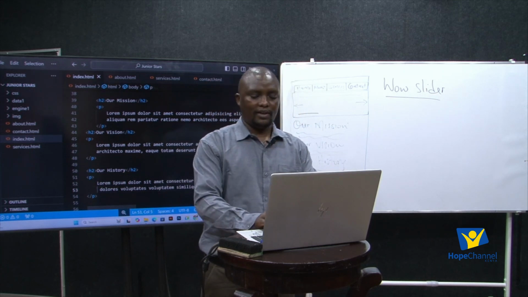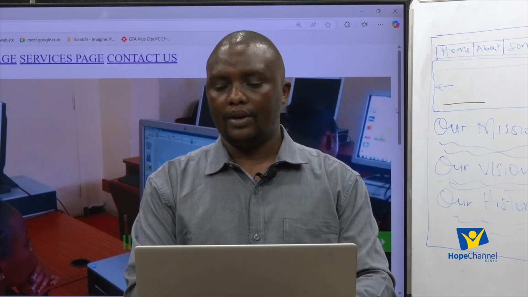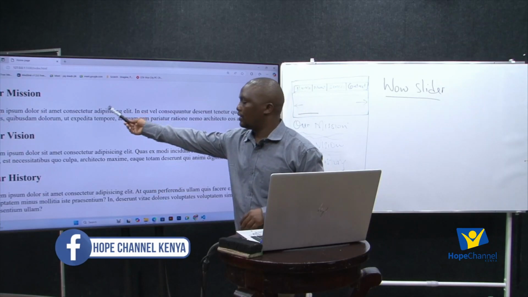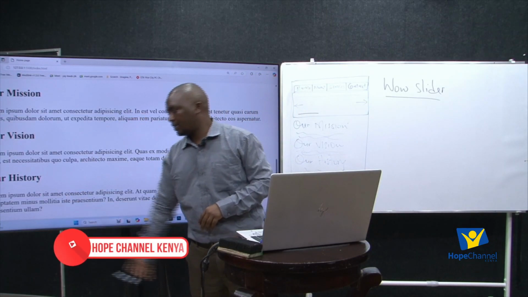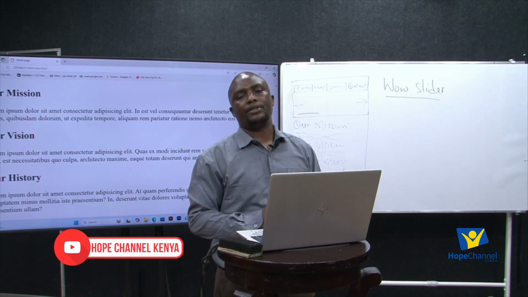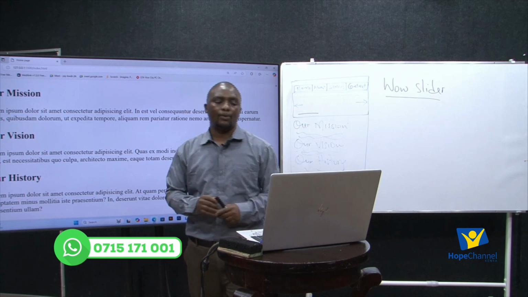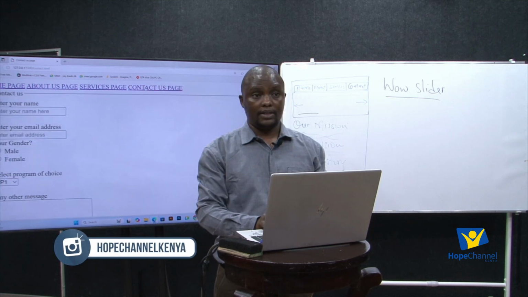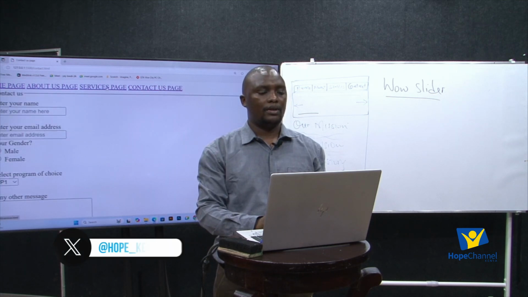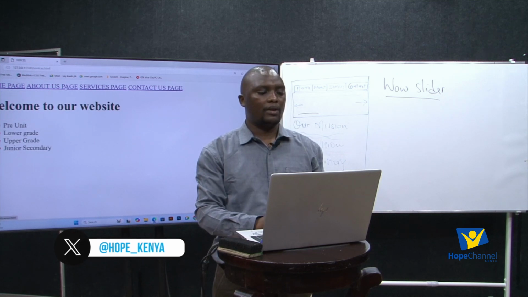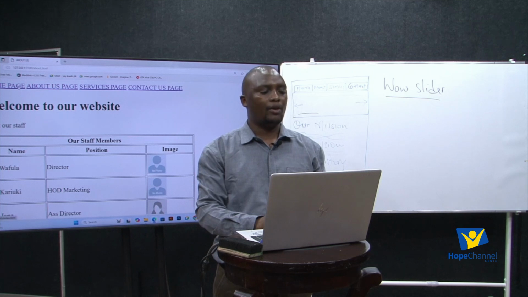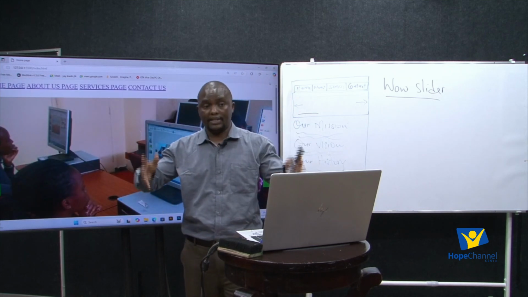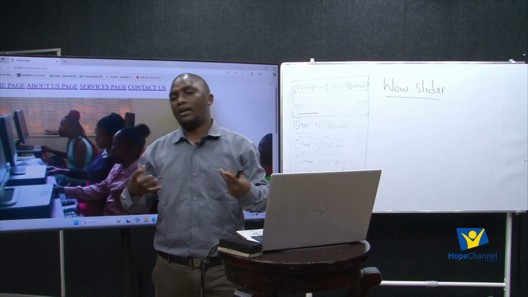So far I think we can see what we have done. We have our slider here, and then from there we have our mission in an H2, our vision, our history. So now I think all our pages are populated with content. We had worked on the contact page, the services page, the about us page, and the home page. So we are expecting that at least we have dummy content in all our pages. So we now have something that we can style.